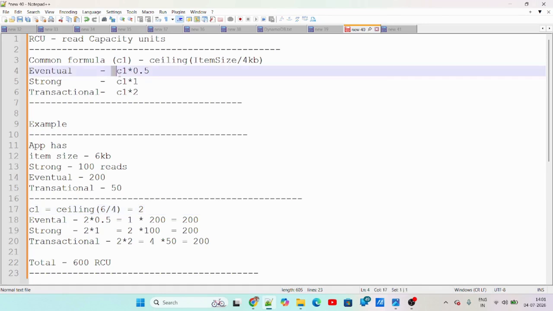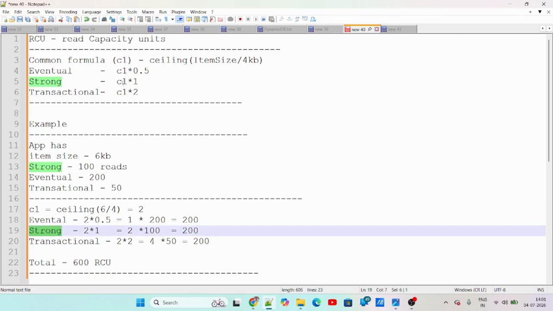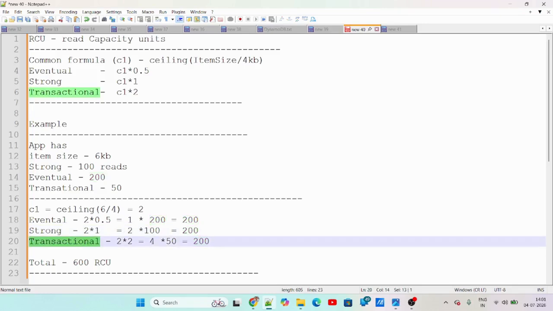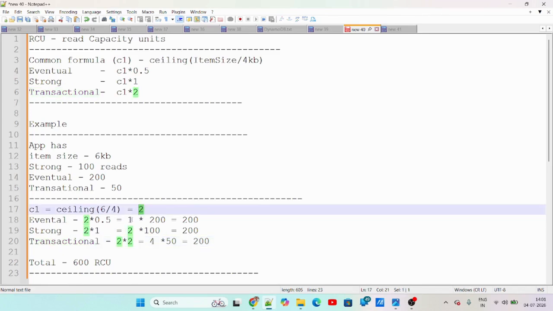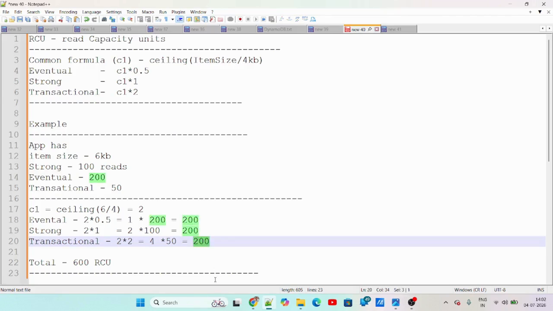Once I get this, then this is the formula. For eventual, 2 into 0.5 is 1. And how many reads? 200. So the total is 200 RCU for eventual. For strong, it is 2 into 1, and then how many reads? 100. 2 into 100 is 200. And for transactional, it is 2 into 2, where 2 is your C1 and the other 2 is the factor for transactional. 2 into 2 is 4, and when you multiply 4 by 50 transactional reads, you get 200.